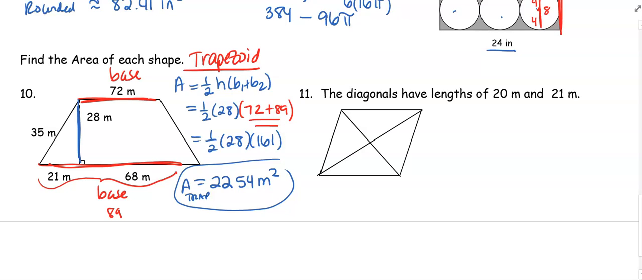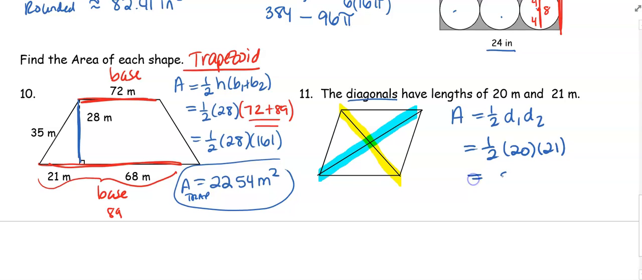Last one, the diagonals have a length of 20 and 21. So, it doesn't tell us if this is a kite or a rhombus, but it's telling me the diagonals. And we know whether it's a kite or a rhombus, the area formula is 1/2 diagonal 1 times diagonal 2. So here's one of my diagonals. Here's my other diagonal. We get 1/2 times 20 times 21, and we get 210 meters squared.